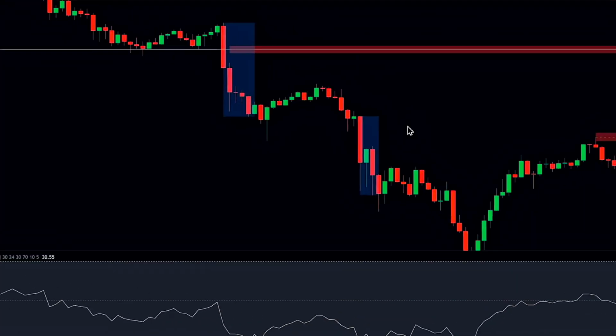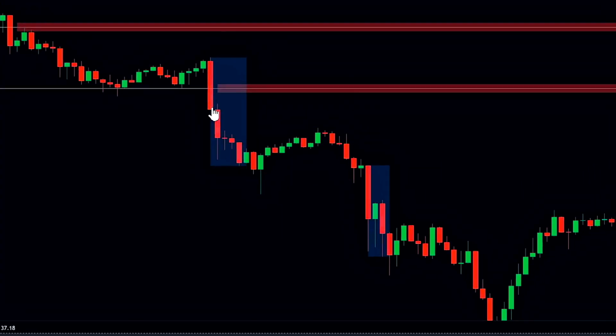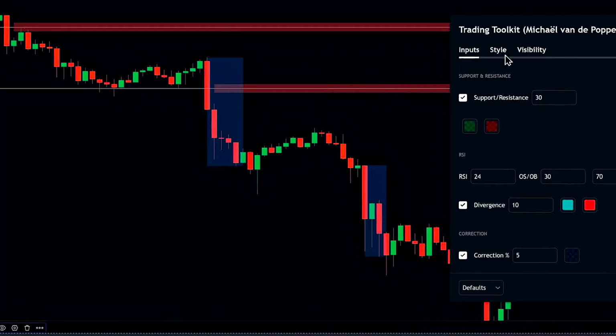Next up, we've got correction boxes. You might be like, what's a correction box? Basically, it's a way to flag a big price drop. Think a percentage slide that you can tweak in the settings.